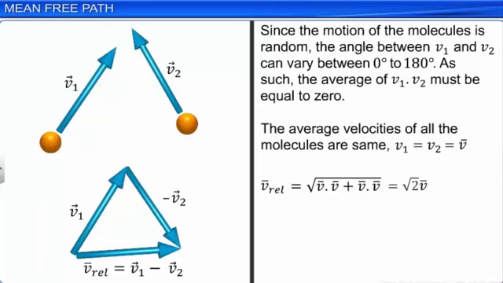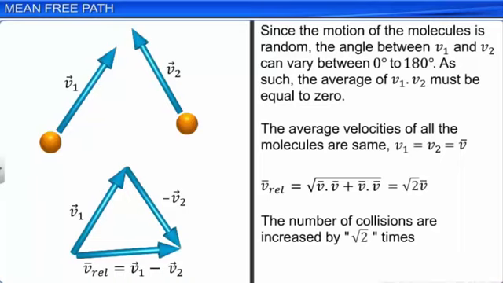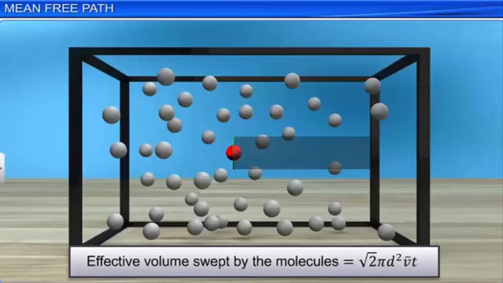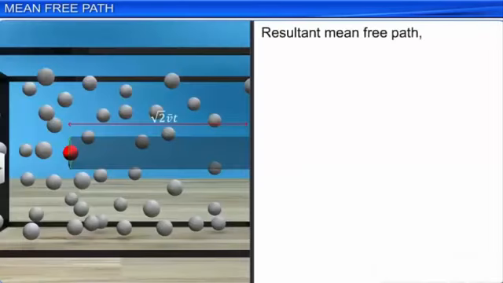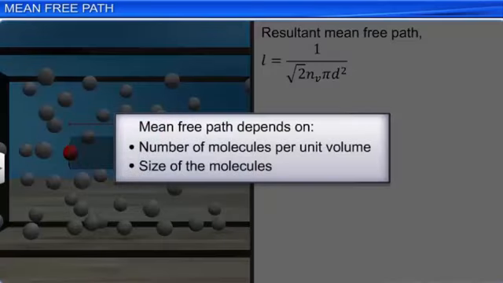As a result, the number of collisions has increased by root 2 times the number of collisions when compared with molecules that are stationary. The effective volume swept by the molecules has also increased by root 2 times. The resultant mean free path is L is equal to 1 by square root 2 nv pi d square. So, the mean free path depends on the number of molecules per unit volume and the size of the molecules.